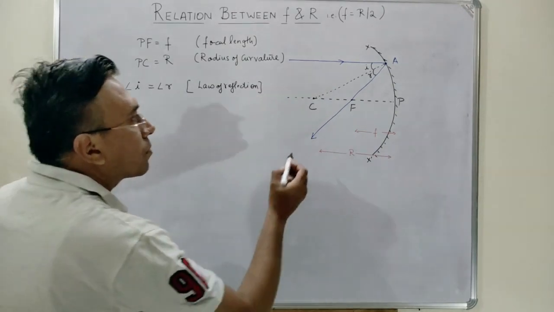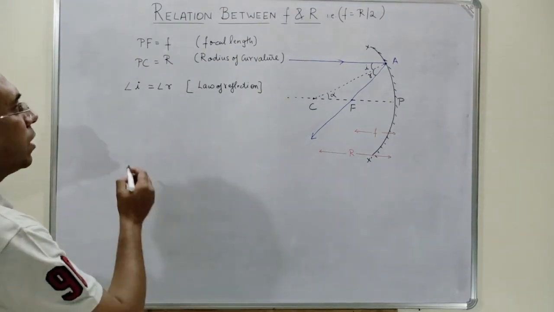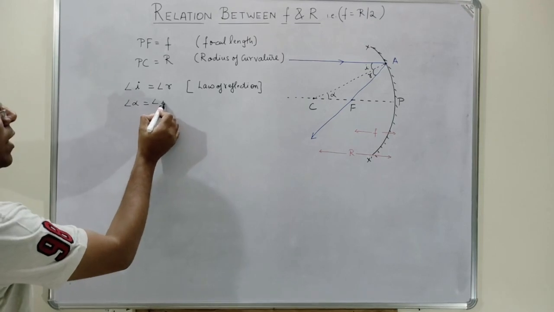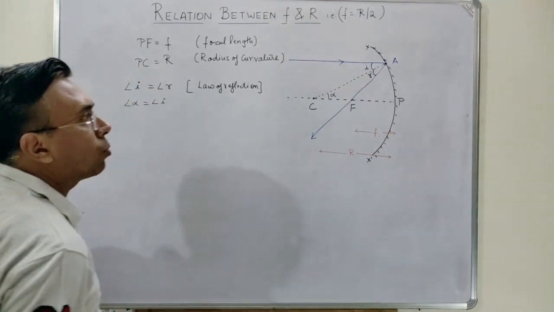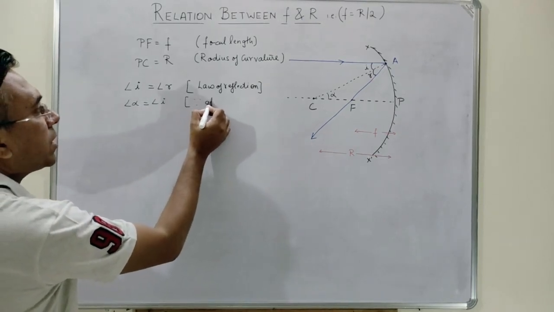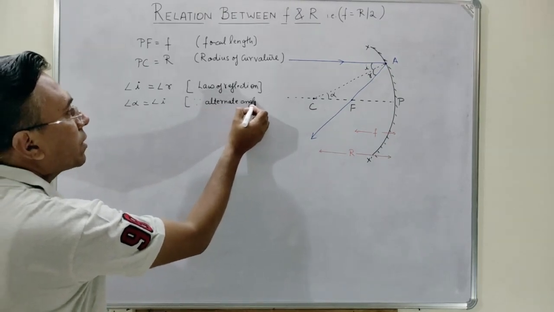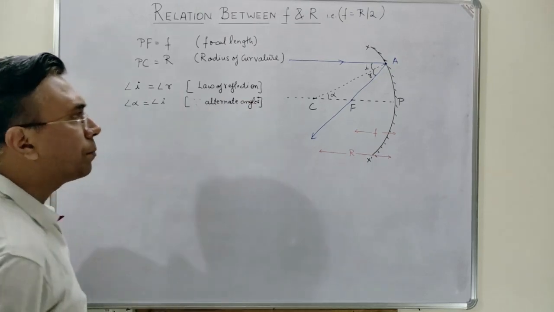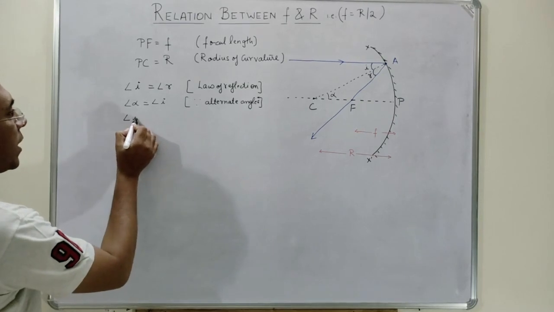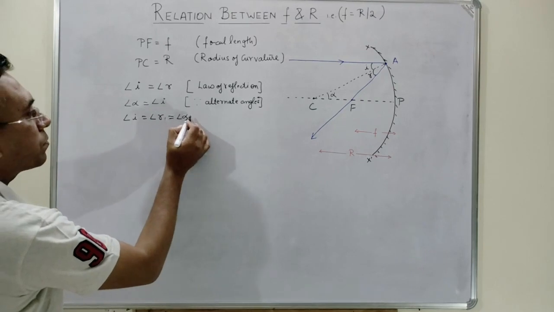Also in this figure, say this angle ACF is angle alpha. I can write angle alpha equals angle I. This angle equals this. Why? Because they are alternate angles. Both the angles are alternate angles. Now since alpha equals I and I equals R, obviously we can say that angle I equals angle R equals angle alpha.